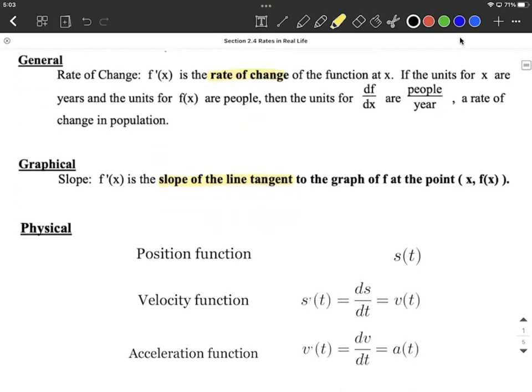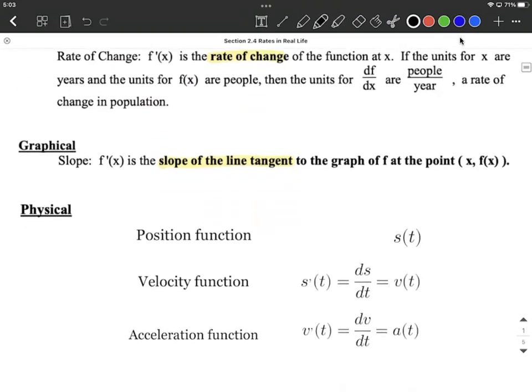All right, next up, we could think of this in a physical environment. We could have our position function. Sometimes this is going to be a height function. Say we shoot a rocket up into the air, exactly what's the height of the rocket, that sort of idea. Typically, we're going to represent this with s of t, the most common way to represent our position function.